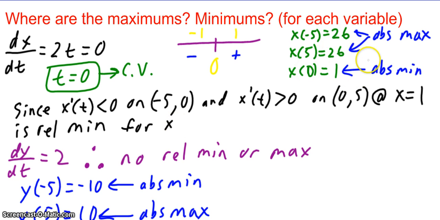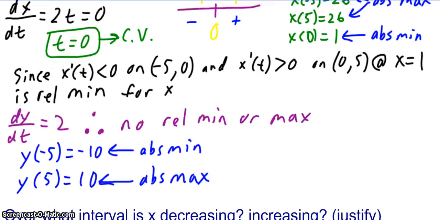And then I did absolutes as well, so because we had a closed interval, when t is -5 or when t is +5, x is 26, so that is going to be an absolute max for the x values. And when t is 0, x is 1, which is an absolute min for the x values. It's also a relative min. So those are the x values.